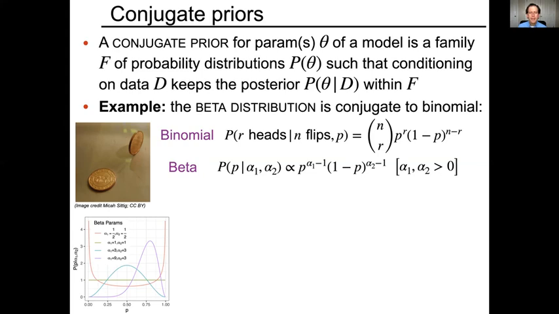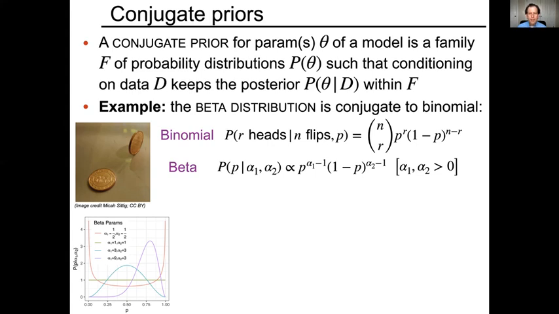And the beta distribution's probability density is proportional to p to the alpha 1 minus 1 times 1 minus p to the alpha 2 minus 1. It is defined for alpha 1 and alpha 2 greater than 0. And in the bottom left, you see different beta distributions. For example, if I set alpha 1 and alpha 2 equal to 1, we get a uniform distribution. If I set them to be the same and greater than 1, then I get a distribution which is peaked around 1/2 and then tails off farther away from 1/2.